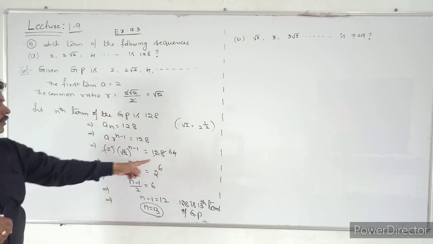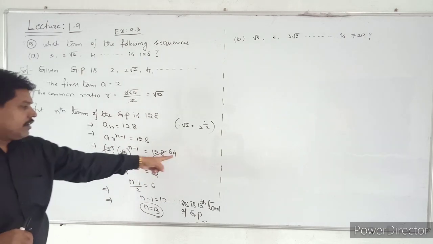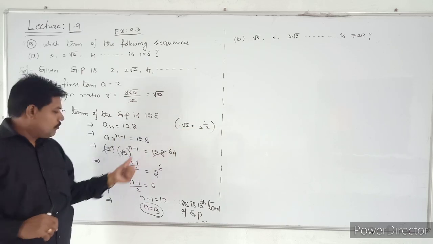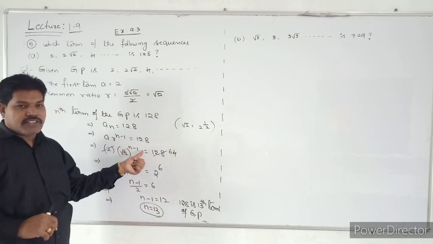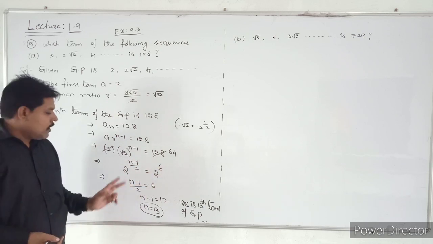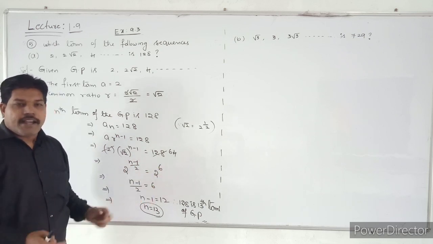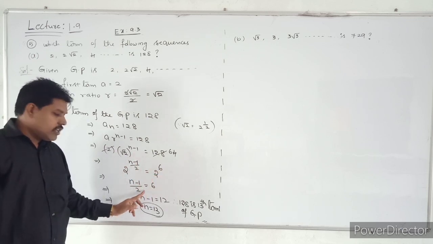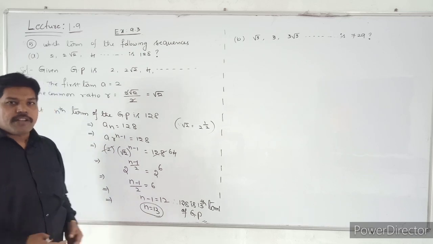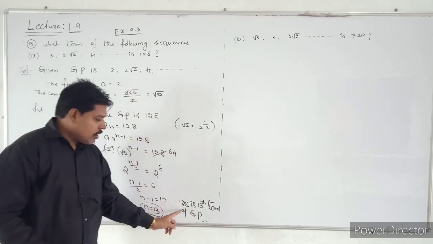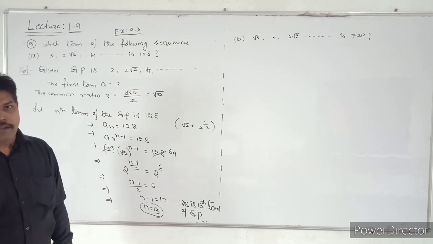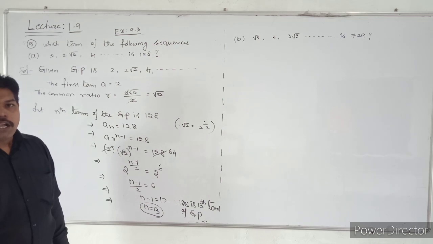A value is 2. Cancel with the 64, that is 128. It will cancel 64 times. Root 2 is nothing but 2 power 1 by 2. Already n minus 1 is there, so you can write 2 power n minus 1 by 2, equal to 2 power 6. The bases are equal, so you can equate the powers. n minus 1 by 2 is equal to 6, so n minus 1 is equal to 12 and n is equal to 13. So 128 is the 13th term of the GP. All understood, students?